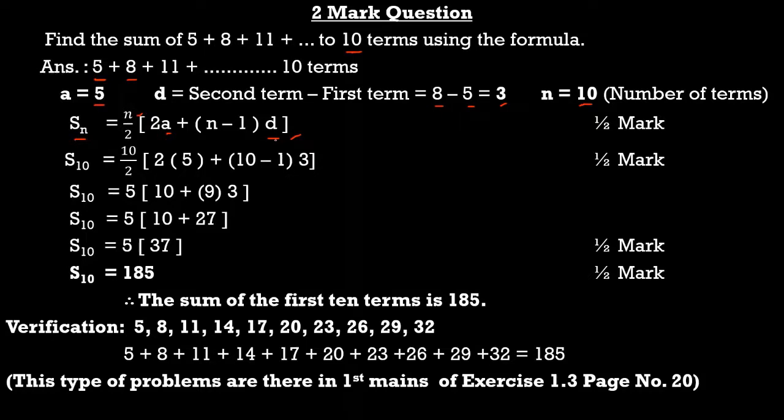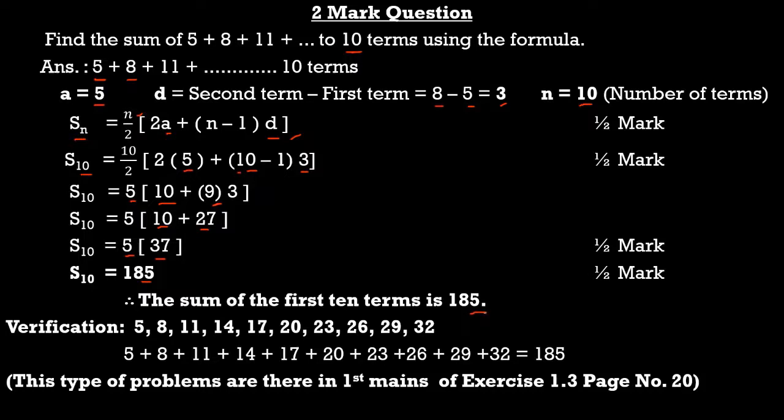Sum of 10 terms is written as S10 is equals to n is 10 divided by 2 into bracket 2 into a is 5 plus n is 10 minus 1 into 3. 10 divided by 2 is 5 into bracket 2 into 5 is 10. 10 minus 1 is 9 into 3. 10 plus 9 into 3 is 27. 10 plus 27 is 37. 5 into 37 is 185. Therefore, the sum of the first 10 terms of this series is 185.